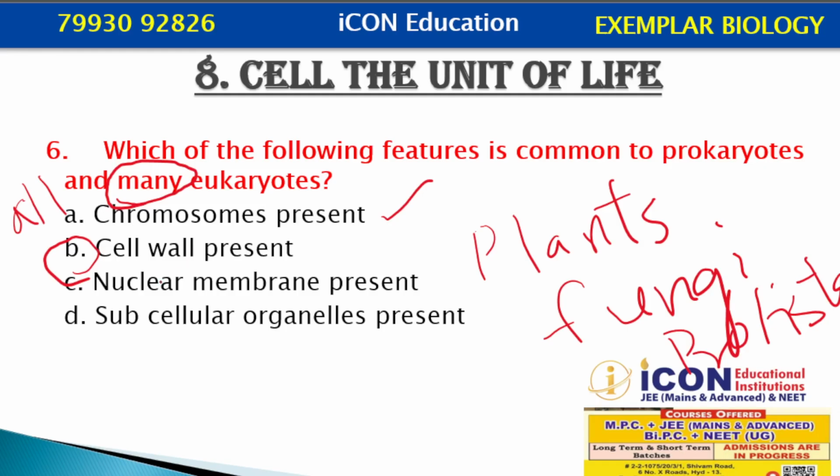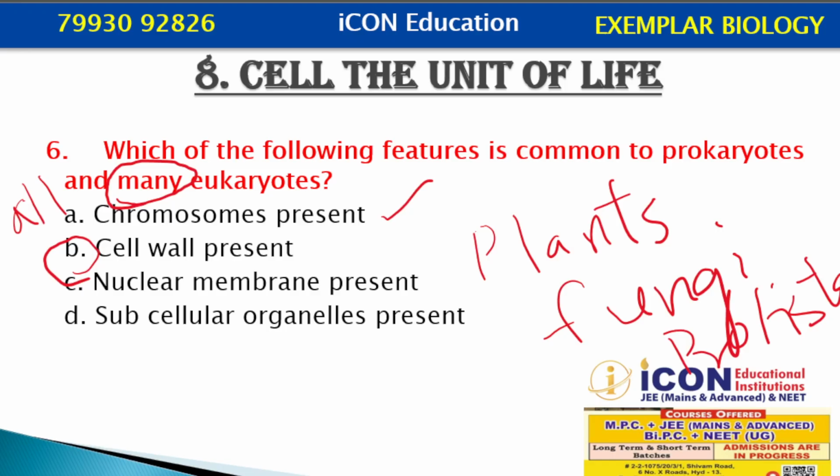Here, next option, nuclear membrane present. No, prokaryotes will not have a nuclear membrane. Subcellular organelles present. No, prokaryotes will not have other cell organelles. So the correct option is cell wall present. Okay, and for the other question, if it is given all eukaryotes, then you can go with the first option, chromosome present. Though the chromosome composition is not the same in prokaryotes and eukaryotes, chromosome is present in both types of cells.